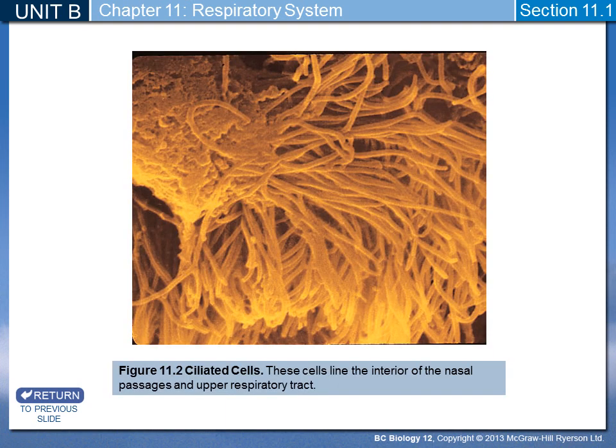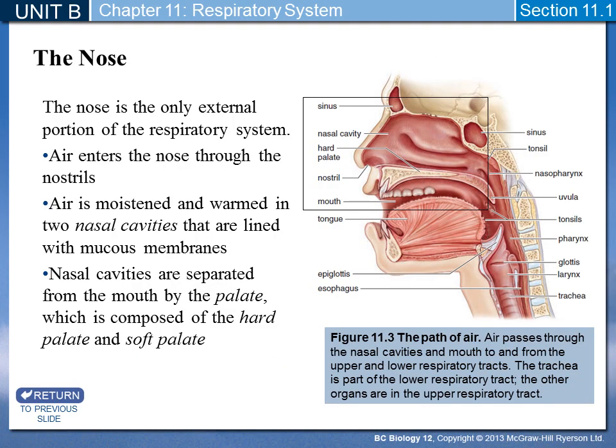This is a close-up picture of what the cells that line the interior of the nasal passages look like. You can see that they have long cilia all on the outside of the cells, and that is working to trap any debris and also to warm and moisten the air.